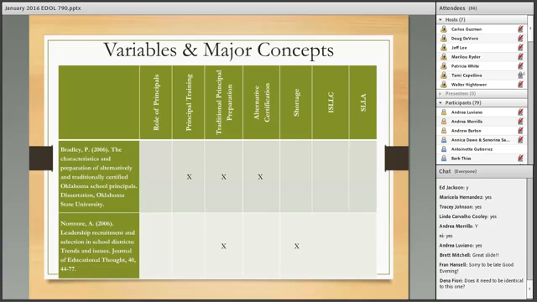So when you create your synthesis matrix, you're going to find that the same should hold true. Anything that's important enough to actually be a variable or a major concept and be listed on your synthesis matrix will also turn into a subheading in your funnel and ultimately in your review of lit.